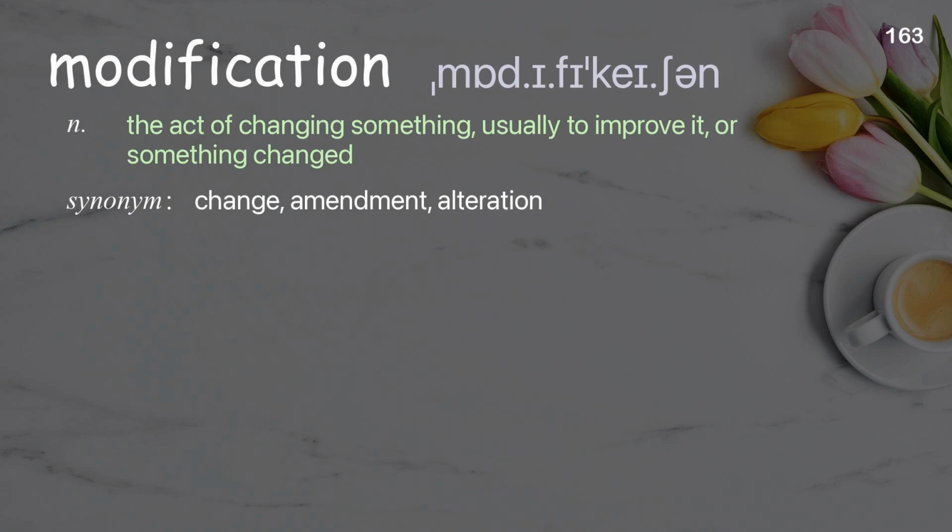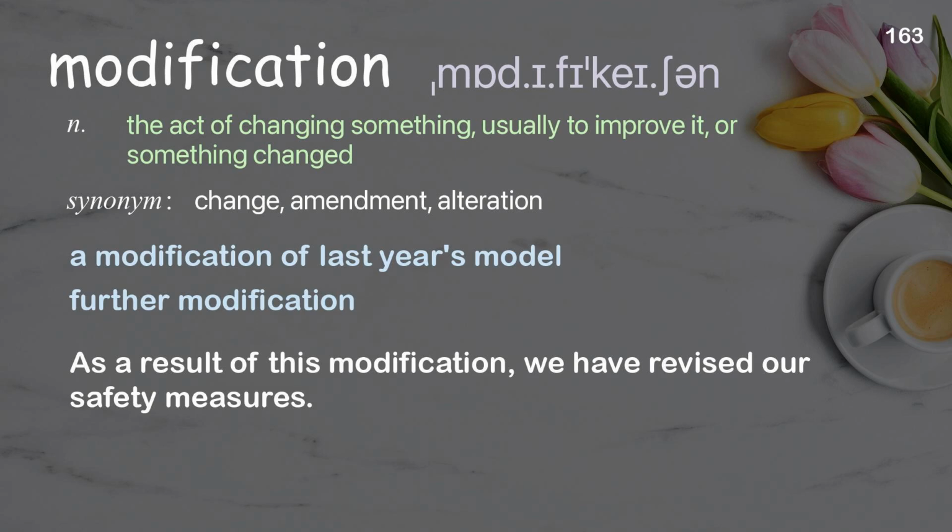Modification. The act of changing something, usually to improve it or something changed. Examples: A modification of last year's model. Further modification. As a result of this modification, we have revised our safety measures.